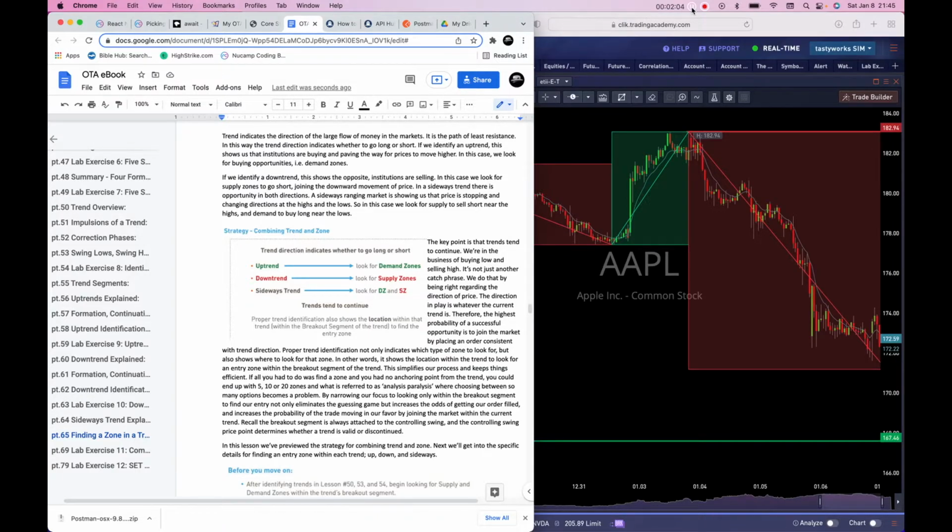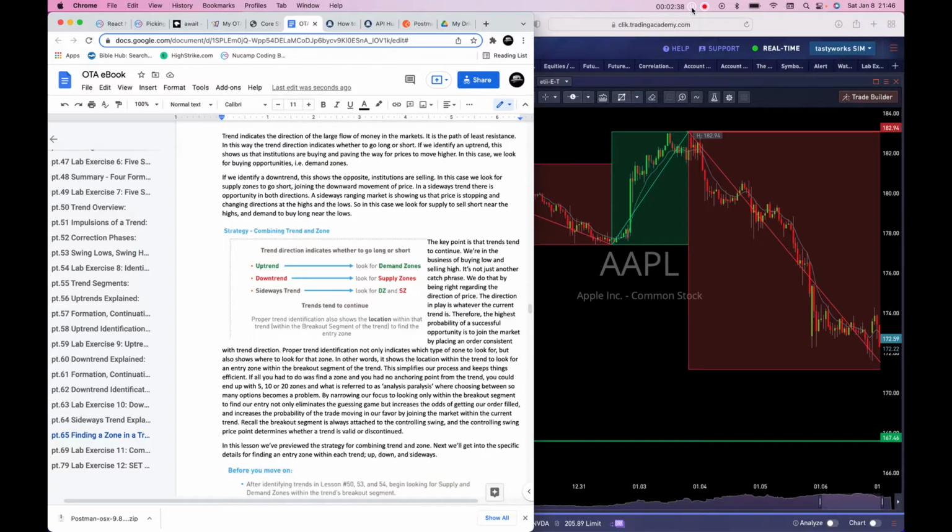If we identify an uptrend, this shows us that institutions are buying and paving the way for prices to move higher. So in this case, we look for buying opportunities, or in other words, we look for demand zones. If we identify a downtrend, this shows the opposite. It shows us that institutions are selling. And in that case, we look for supply zones to go short, joining the downward movement of price.